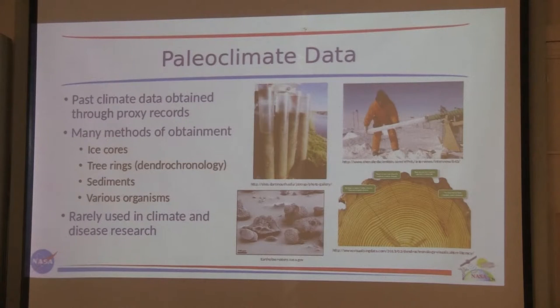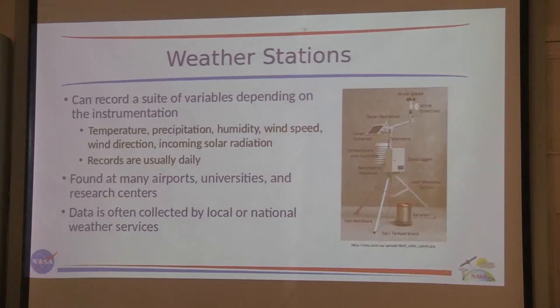But like I said, these are rarely used in climate and disease research because we're really talking about contemporary issues for the most part. We're not necessarily concerned about what happened 500 or 1,000 years ago. That's not to say it doesn't occur, because there are things that are important in our history, like plague, where we can look and see whether climate change affected that a long time ago and so forth. But that's rarer.